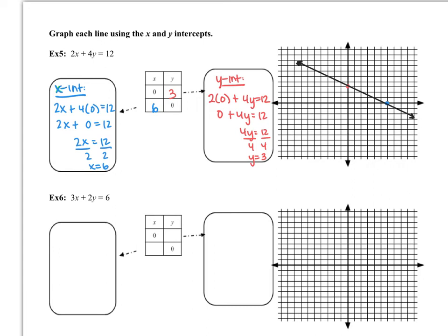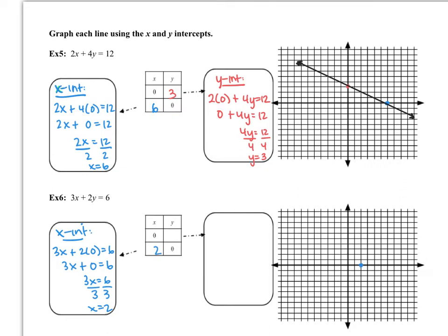Let's do one more of these together. So down here on example 6, I'm going to find my x-intercept on this side. That means I'm going to be taking out y and putting 0 in its place. So 3x plus 2 times 0 equals 6. 3x plus 0 equals 6, which would get me 3x equals 6. Divide by 3, and that's going to get me x equals 2.